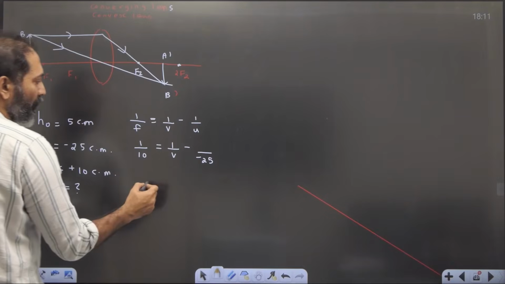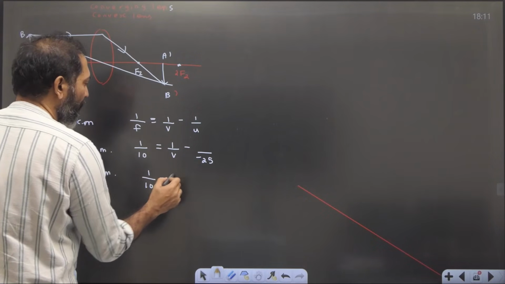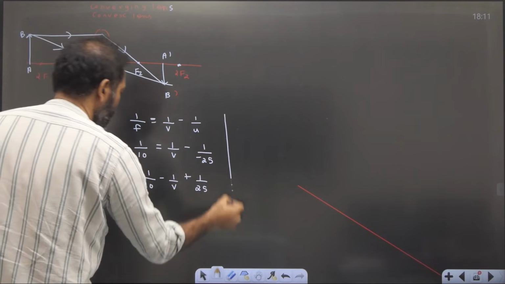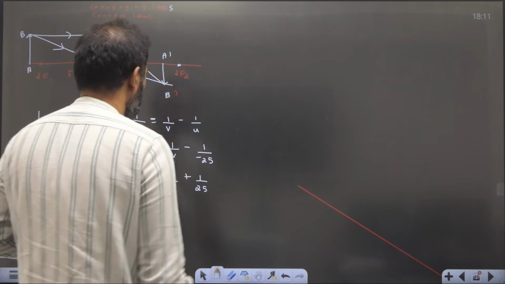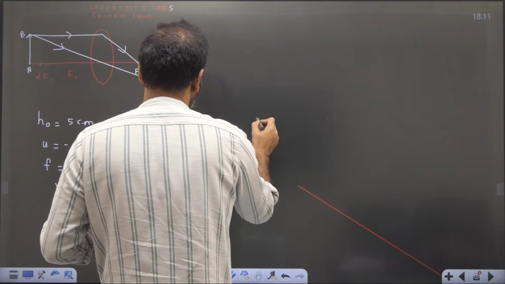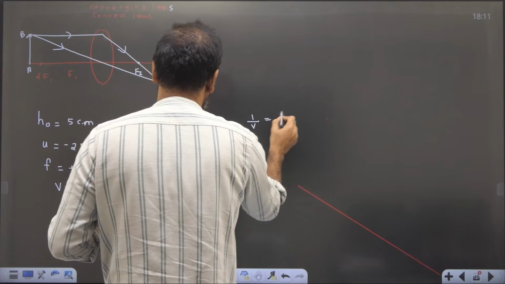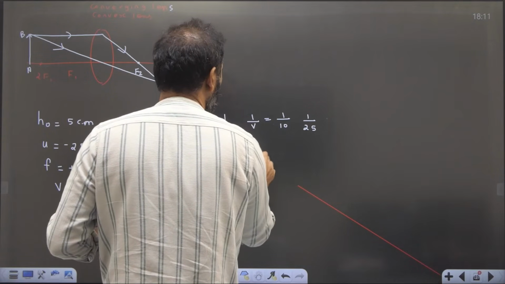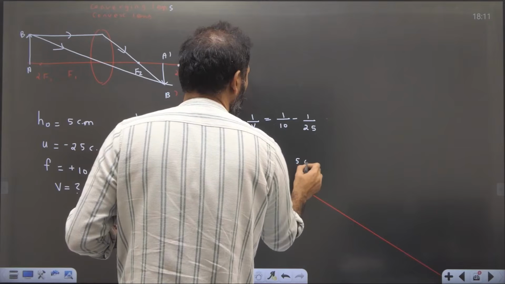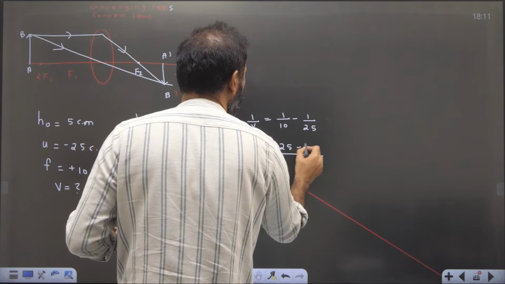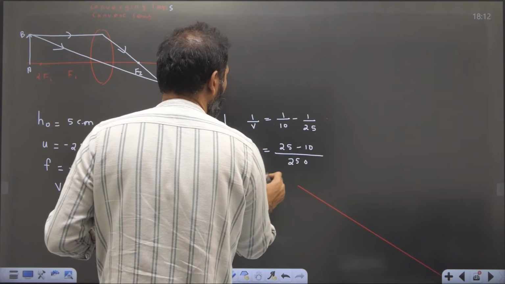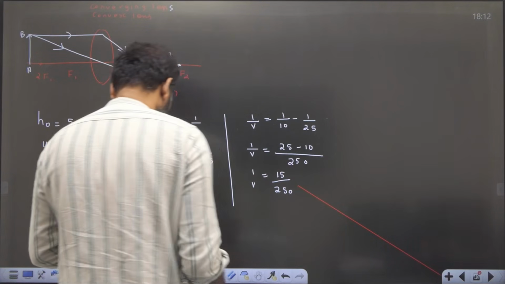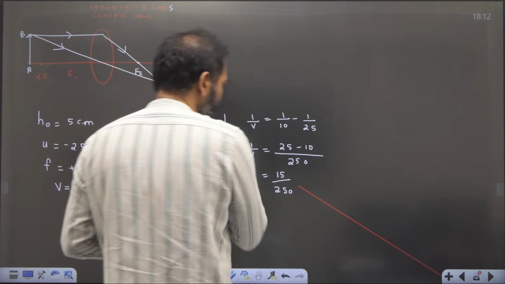So 1 by 10 is equal to 1 by v plus 1 by 25. So 1 by v is equal to 1 by 10 minus 1 by 25. If you take LCM, 1 by v is equal to... if you cross multiply, 25 minus 10, so 1 by v is equal to 15 by 250. Answer will be 15 by 250.